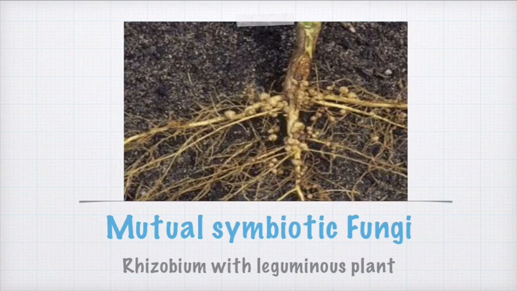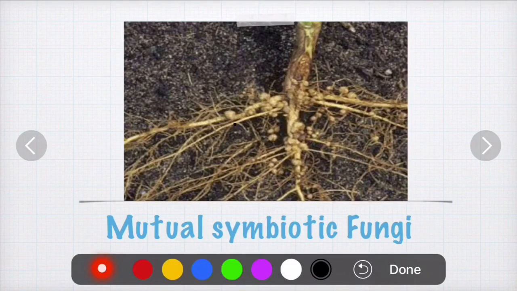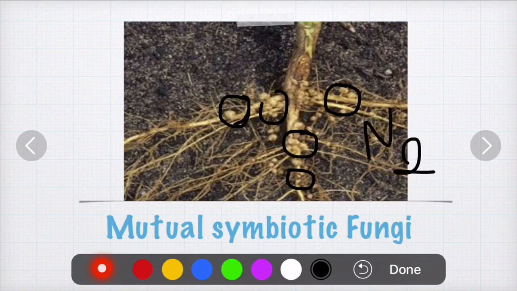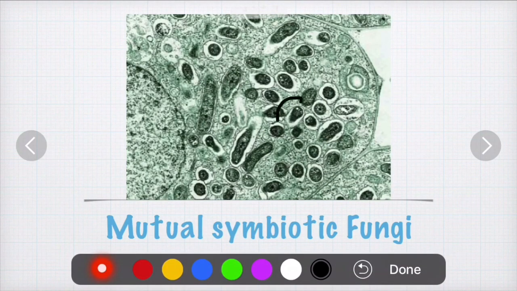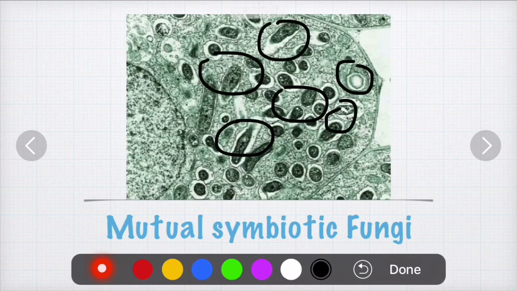This is the example for the mutual symbiotic relationship, that is rhizobium. The rhizobium is present in the root nodules. These are the nodules. It is present inside the root nodules and helps to fix nitrogen. This is the microscopic view of the root nodules. You can identify the rhizobium present inside the nodules. These are the rhizobium bacteria.